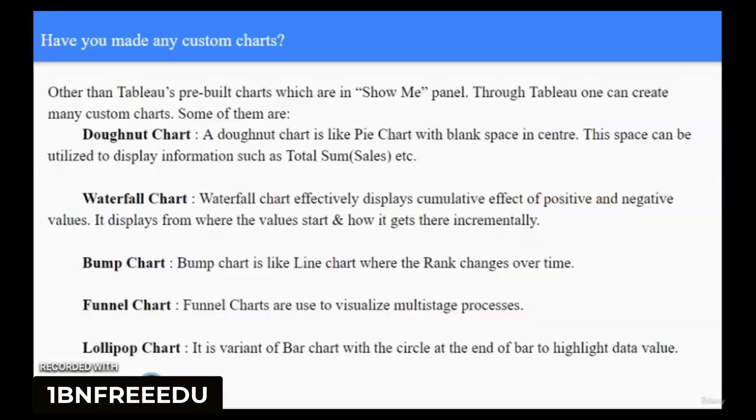Now funnel chart. Funnel charts are used to visualize multi-stage processes. To create a funnel chart, create two vertical charts side by side. Reverse the axis of the left chart, which will create the illusion of a funnel chart. Now lollipop chart. A lollipop chart functions just like a normal bar chart, but visually it consists of a line and dot at the end to mark the value.